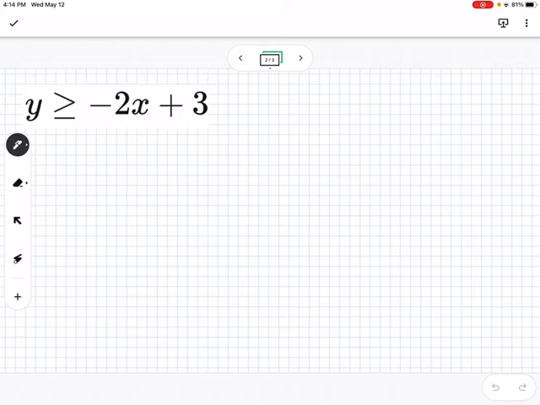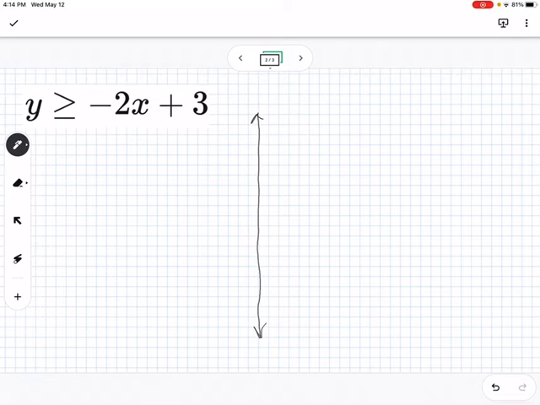So in order to graph a two-variable inequality, first we graph the inequality as if it was an equation, which gives us kind of our boundary line. So this is similar to a boundary point, but now we have a boundary line or whatever the function happens to be.